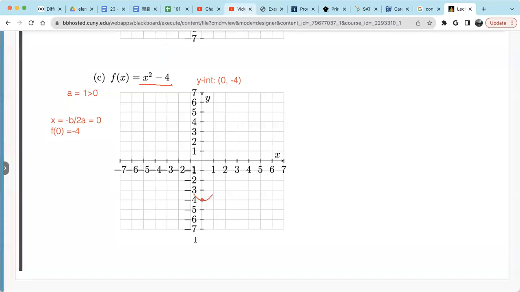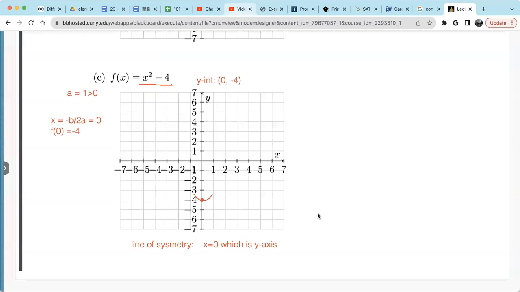Because the y-axis is the line x equals 0. That's our line of symmetry, with x equals 0, which is the y-axis.